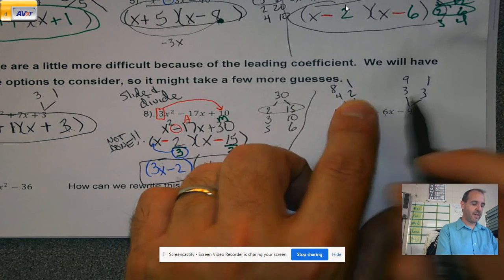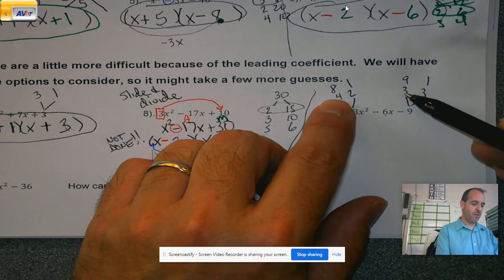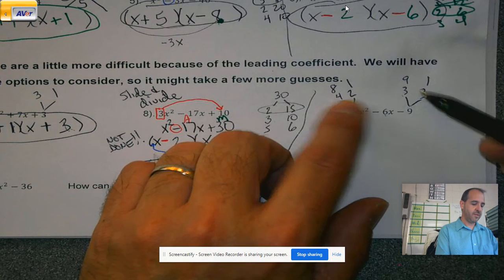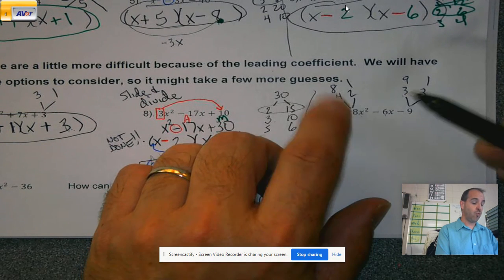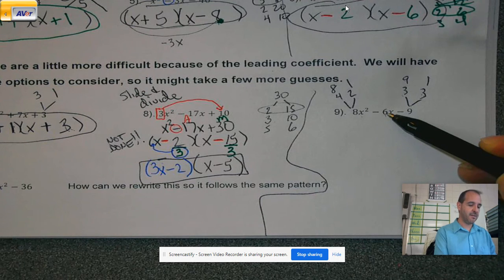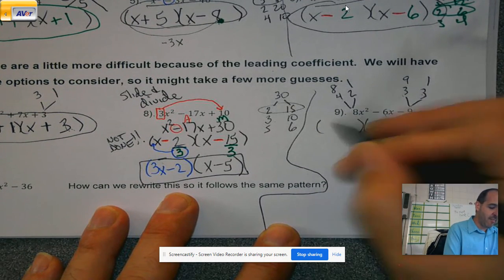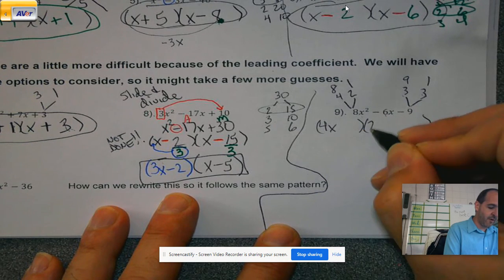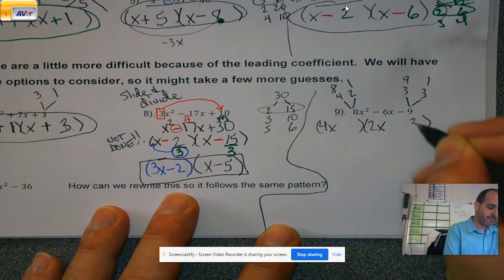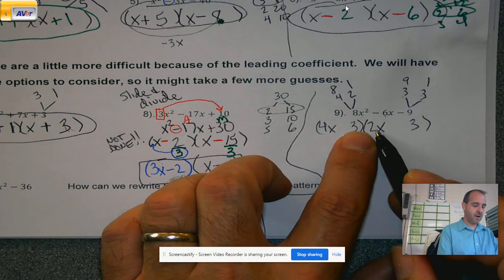So then maybe I come down here and I go, okay, let's try the first ones in each. So 12 and 6. 4 times 3 is 12. 2 times 3 is 6. Ooh, 12 and 6. If I subtract them, I can get to 6. Okay, let's try this. A lot of mental math if we're going to go this route. So 12x and 6x. Okay.